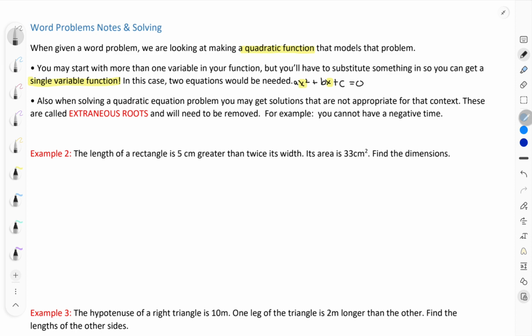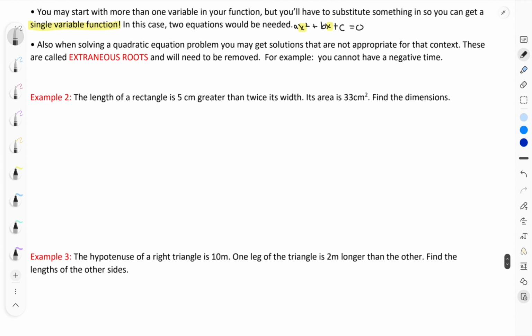So first example, which says example 2, ignore that. The length of a rectangle is 5 centimeters greater than twice its width. Its area is 33 centimeters squared. Find the dimensions. So they're telling me I know something about length, I know something about width, I know something about area, and what it's asking me, my final answer should be length equals this, width equals this, right? When I say find the dimensions, I say tell me those values.